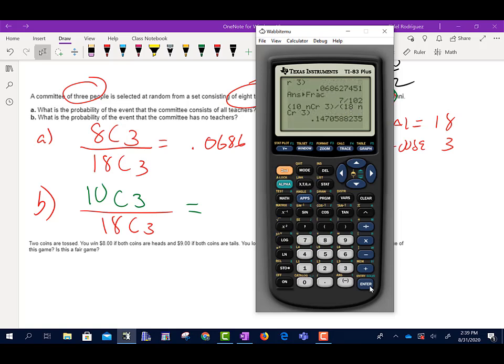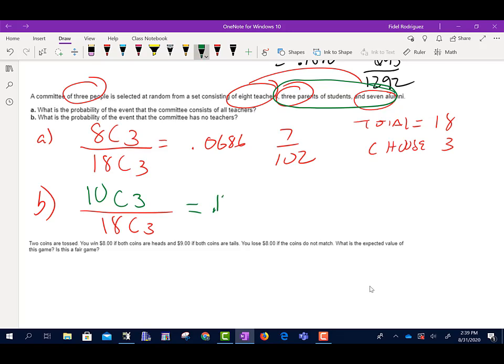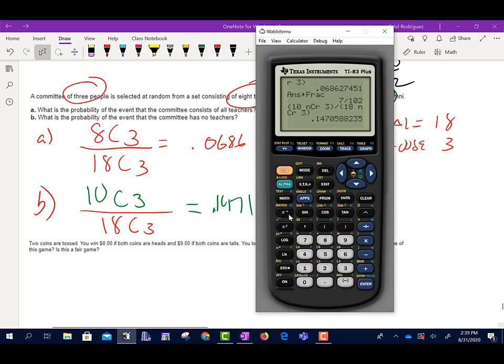Enter. So to 4 decimal places, 0.1471, because the number after the 0 was a 5. Can I convert it to a fraction? Let's hope that we can. 5 out of 34. Perfect.